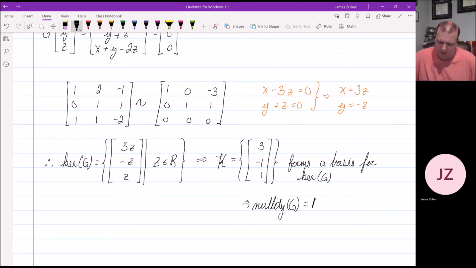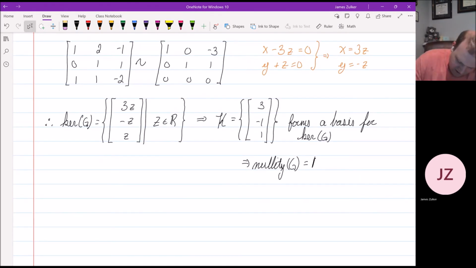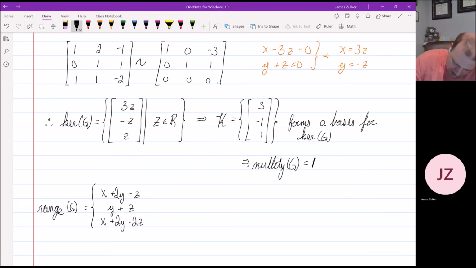Okay. Now for the range, using a similar argument from above, the range of G is the set of all vectors of the form (x plus 2y minus z, y plus z, x plus 2y minus 2z), such that x, y, and z are real numbers.